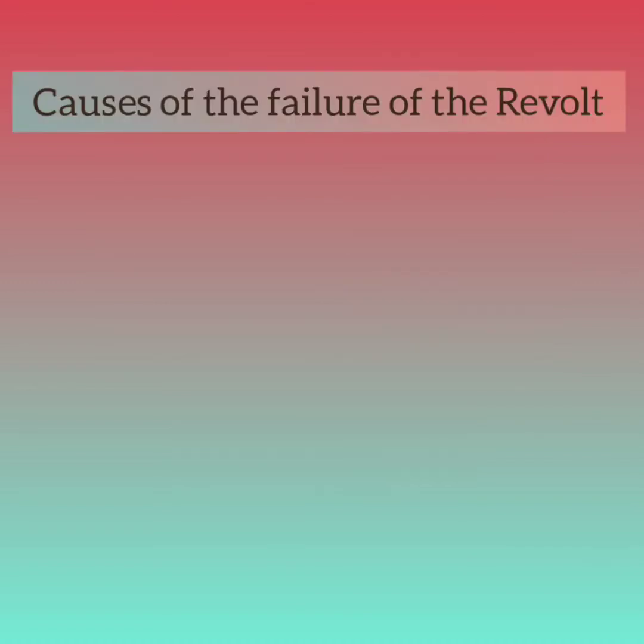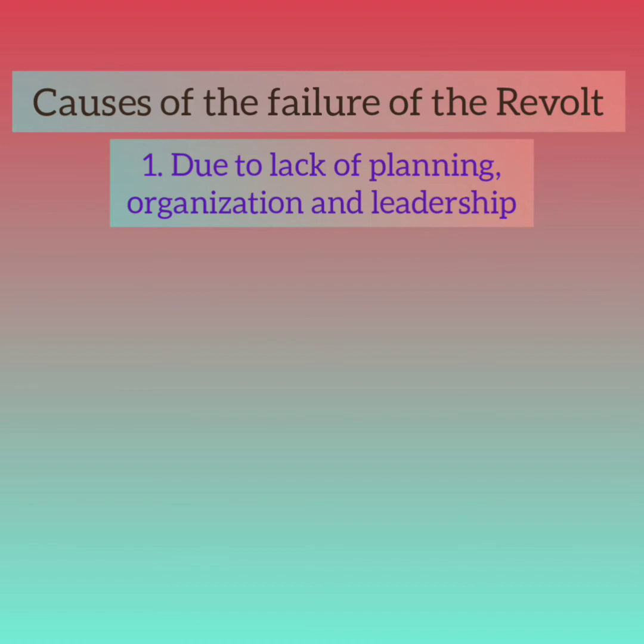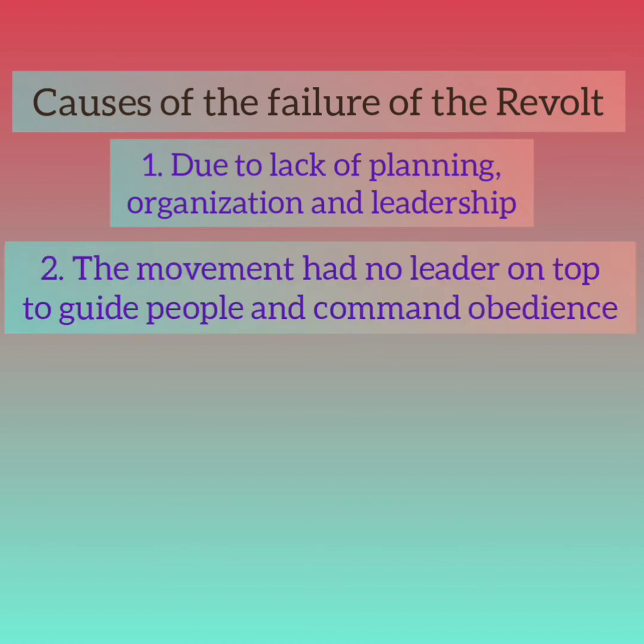Now let us look at the causes of the failure of the revolt. This revolt of 1857 failed because the first reason is the lack of planning, organization and leadership. It failed because they had no leader on top to guide people and command obedience.